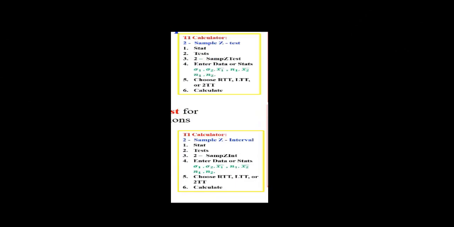And now, if you want to use a TI, the z-test and the z-interval is explained how you can do that: using STAT, TESTS, 2-SampZTest, enter the information and choose the tail. Or you can do the interval accordingly.